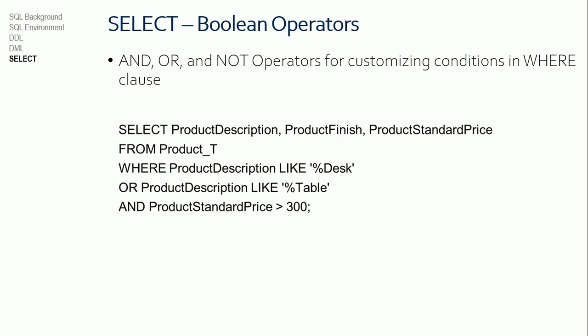We're saying that the second line. So basically we're saying anything that is a desk or a table, and the price is greater than $300. So probably my intention behind this query is to see a list of all of the desks or tables that have a price over $300, right? That's the general idea here.